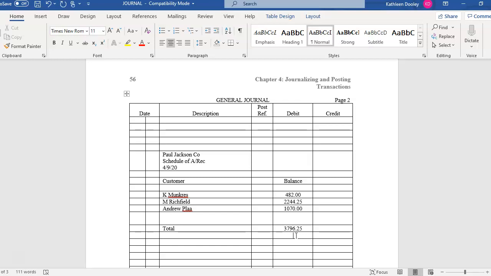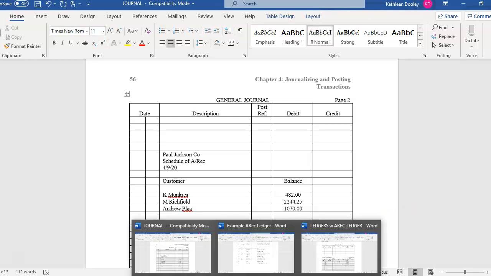And so I can put a check mark underneath there to show that I double checked it and that yes, it does match. So once again, I'm putting an asterisk to show that yes, I checked this. This is the total of all the customers, and it equals what's in accounts receivable in the general ledger. So at this point, I would be complete.